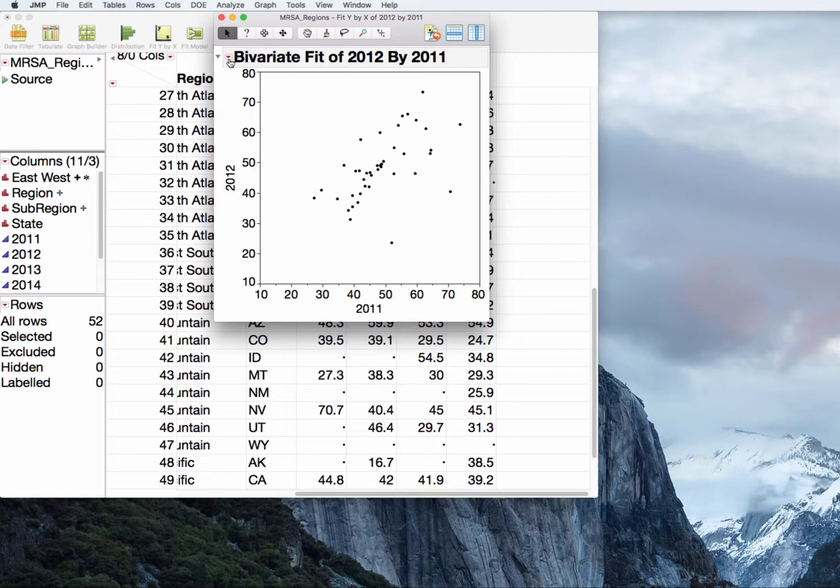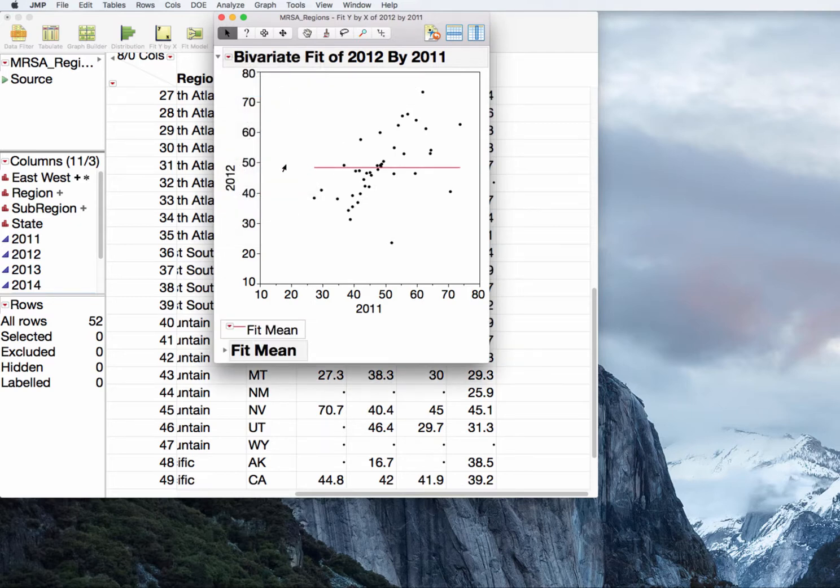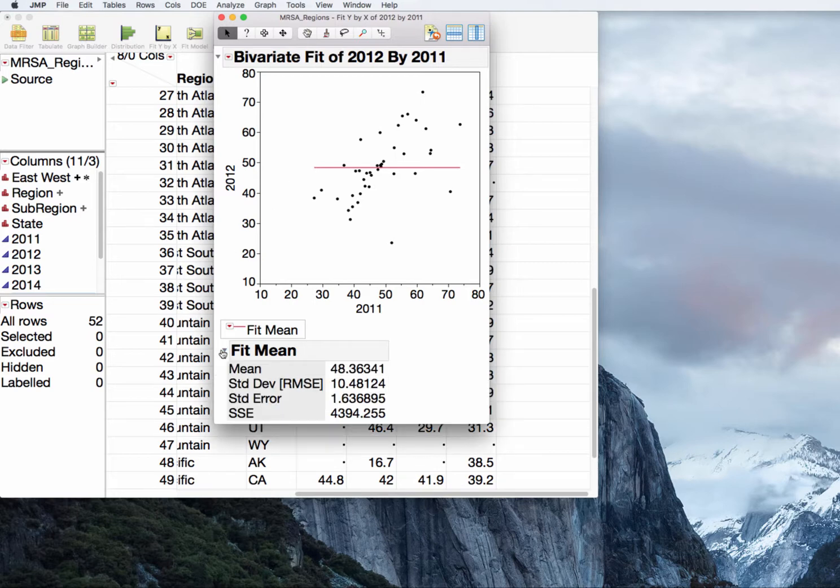But what about a line? So under the red drop-down arrow, we're going to first fit our mean. This will put a line right across here that is associated with the 2012 mean. That is, if we had no additional information, and somebody asked what the 2012 percentage antibiotic resistant MRSA infections was, we would give them this number. This would be the line. It would be at 48.4. That's the average 2012 mean antibiotic resistant rate. That would be our best guess without a predictor or without a useful predictor.